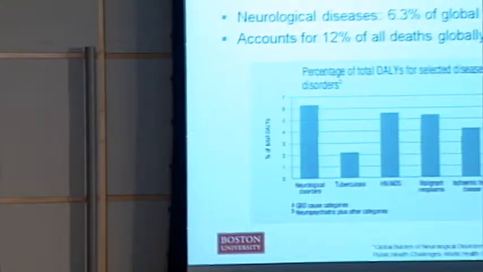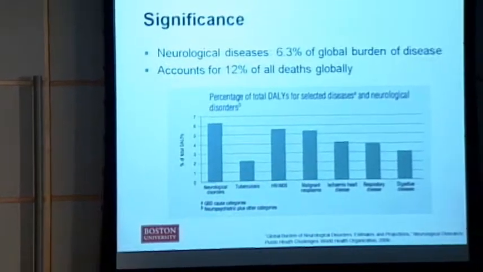Over the past year, I've been working with my BME group on targeting DNA nanostructures into neurons. So just a brief overview of why we do this. The World Health Organization reports that approximately 6.3% of the global burden of disease can be attributed to neurological diseases, and that this further accounts for 12% of all deaths globally.